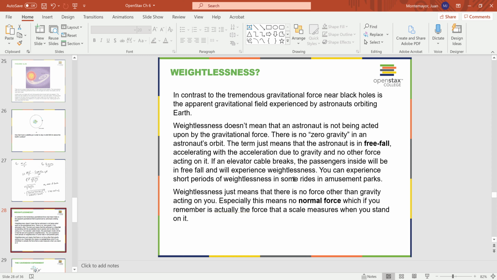So for astronauts, like I was saying at the beginning of this slide, they do experience the force of gravity all the way out there in space, but they're so far out there that they don't experience it as much as we do here on Earth. So the forces are still being acted on them, they're just not as great.